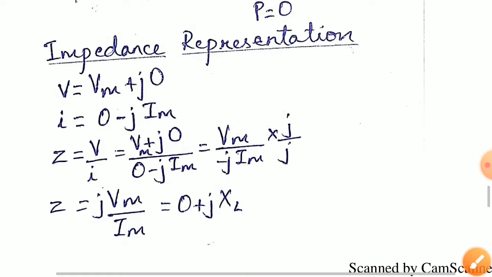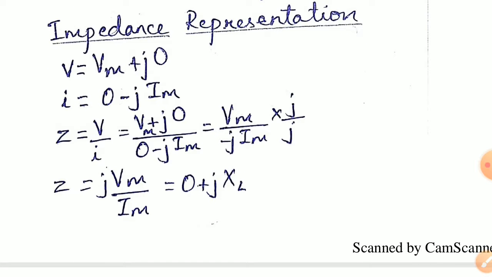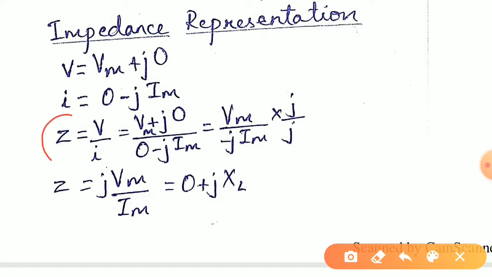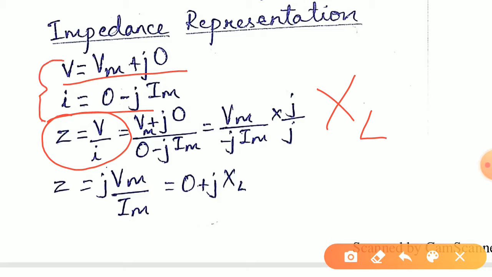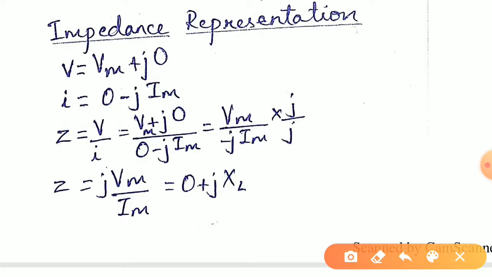Impedance representation for an AC circuit containing inductance only is Z equal to V by I, where V is equal to Vm plus j0 and I is 0 minus jIm because of the presence of XL. On substituting the values of voltage and current into the impedance equation, we get Vm plus j0 upon 0 minus jIm.